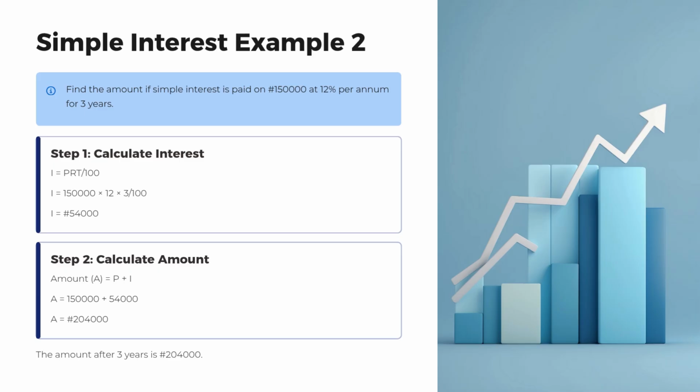Step 2. Calculate the amount. Amount equals principal plus interest. Substitute the values. Amount equals 150,000 plus 54,000. Amount equals 204,000 naira. Final answer. The total amount after 3 years is 204,000 naira.